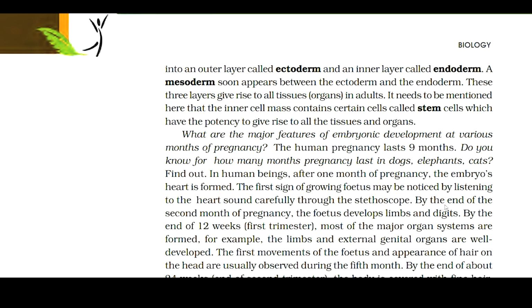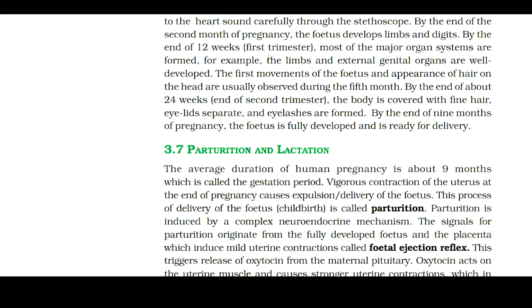By the end of the second month of pregnancy, the fetus develops limbs and digits. By the end of 12 weeks, which is the first trimester, most of the major organ systems are formed. For example, the limbs and external genital organs are well developed. The first movement of the fetus and appearance of hair on the head are usually observed during the 5th month. By the end of about 24 weeks, which is the end of the second trimester, the body is covered with fine hair, eyelids separate, and eyelashes are formed. By the end of 9 months of pregnancy, the fetus is fully developed and is ready for delivery.